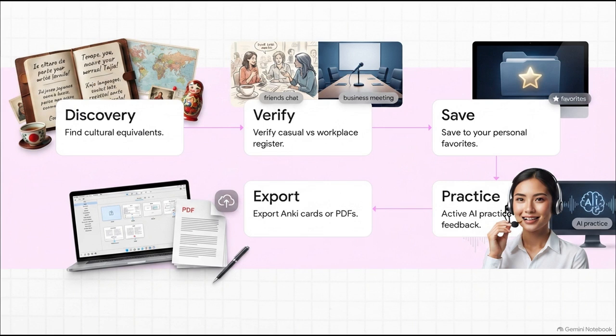Students look for a feeling or a literal phrase and find its cultural equivalent. But step 2 is where it gets really smart, verifying the register. They check, is this expression meant for hanging out with friends, or is it okay for a boardroom? They're checking for those false friends to avoid a really embarrassing social mistake. Then they save it, they practice it, and finally, they can export it to spaced repetition software like Anki, or just print a PDF to bring to their next lesson with you.